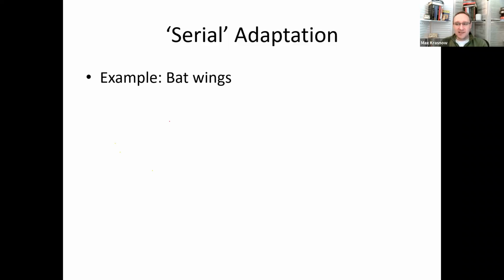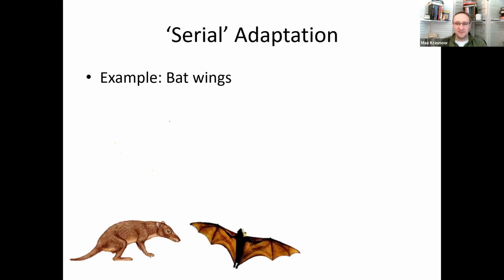How did bat wings evolve? How do you get from a rodent like this to a creature like this? It's really hard to see how a small change to the arm of the creature on the left would provide any solution to the problem of flight, right? Because just making a small change is not going to make you better at flying if you start out as something like that rodent. So how did it go down the evolutionary path?